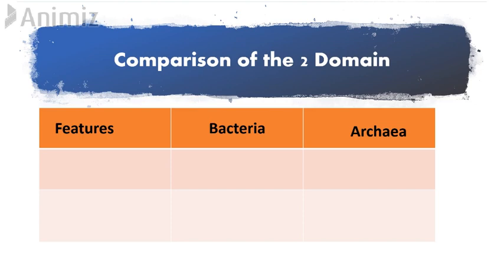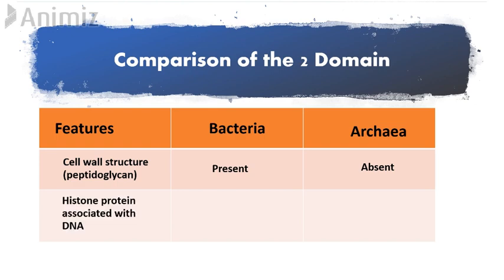Okay, let's compare the two domains, which are domain Bacteria and Archaea. Let's look at the cell wall structure. In bacteria, the cell wall consists of peptidoglycan, whereas in archaea, there's no peptidoglycan in the cell wall. It means that archaea has a cell wall, but the cell wall does not consist of peptidoglycan. And then let's take a look at histone protein. In bacteria, their DNA is not associated with histone protein, whereas in archaea, the DNA is associated with histone protein.